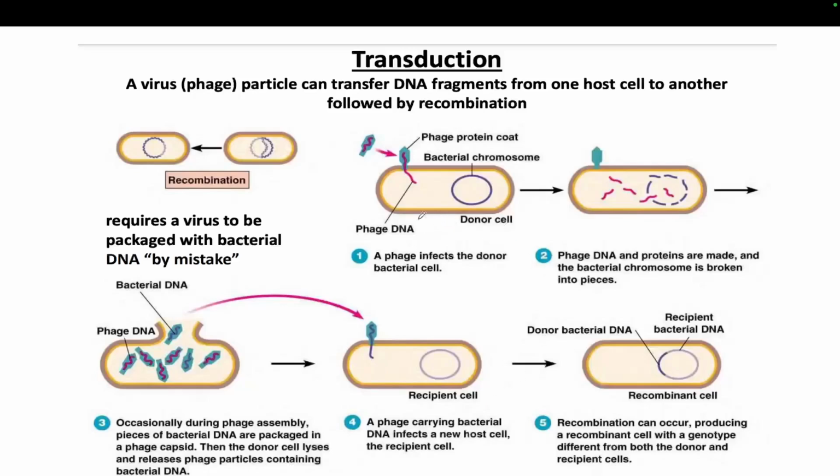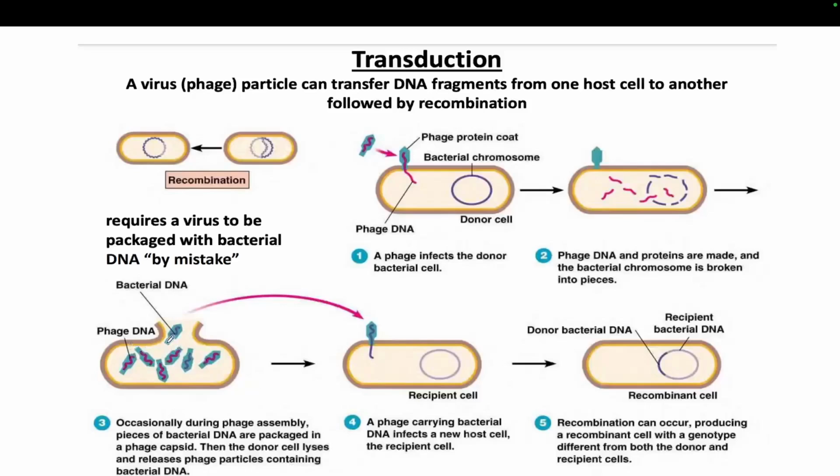So suppose this is one bacterium, which is called the donor cell. One bacteriophage comes and attacks or infects this bacterium. After infection, it degrades the bacterial chromosome of the donor cell, and once it is degraded, the bacteriophage multiplies inside the donor cell, increasing its number. Once it reaches a sufficient number, it has to burst.